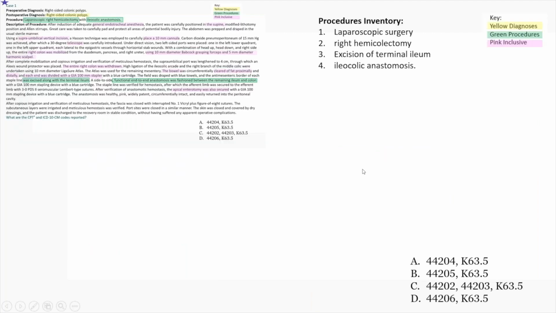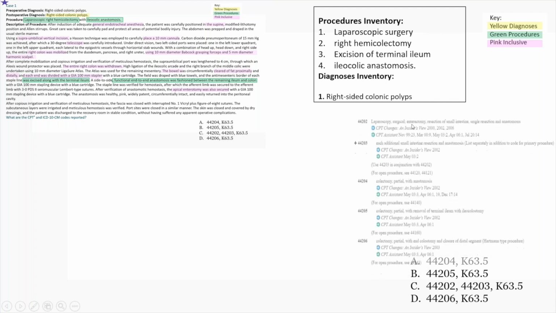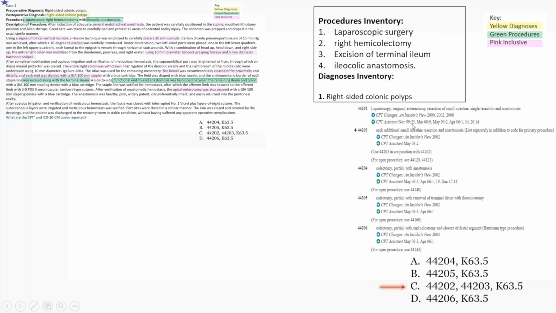Coming to the next step, let's have our procedure inventory as well as a diagnosis inventory. In the procedure inventory, we have a laparoscopic surgery, right hemicolectomy, excision of a terminal ileum, and finally an ileocolic anastomosis which is achieved. And in the diagnosis inventory, we have only one diagnosis, that will be right-sided colonic polyps. And these are our code options.